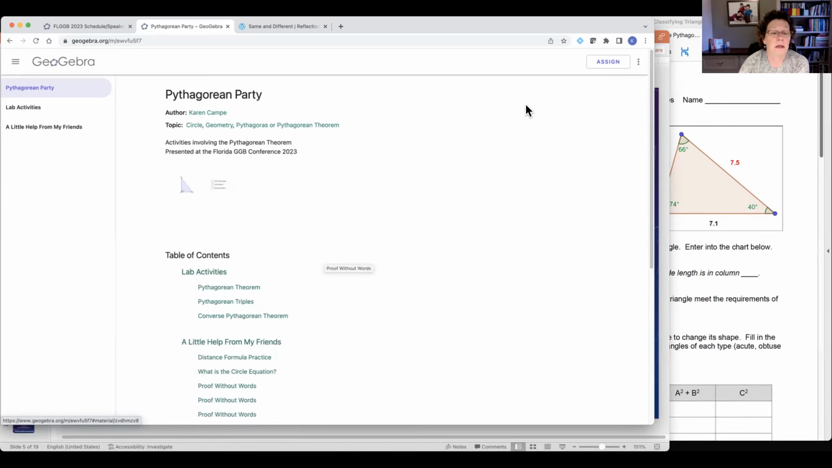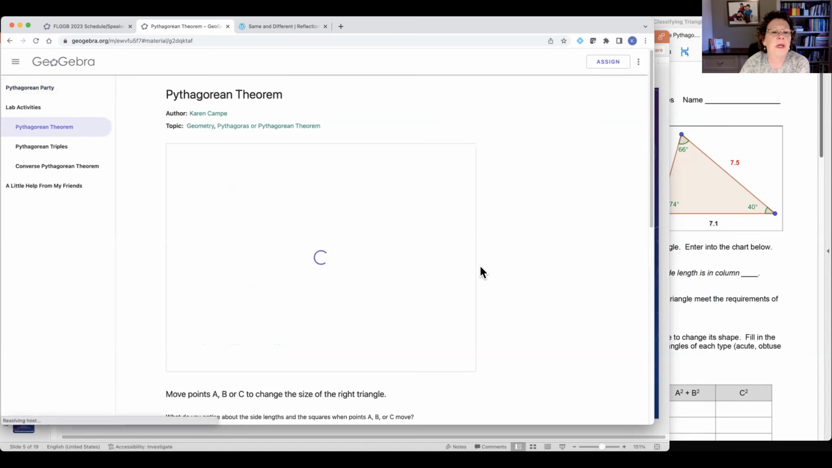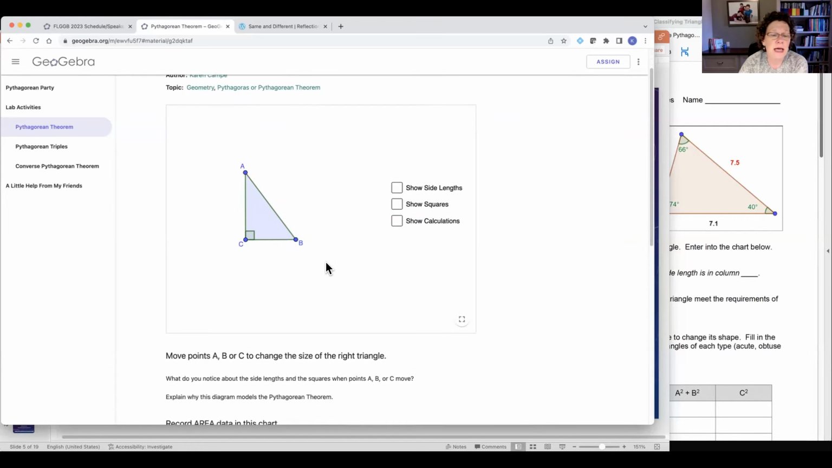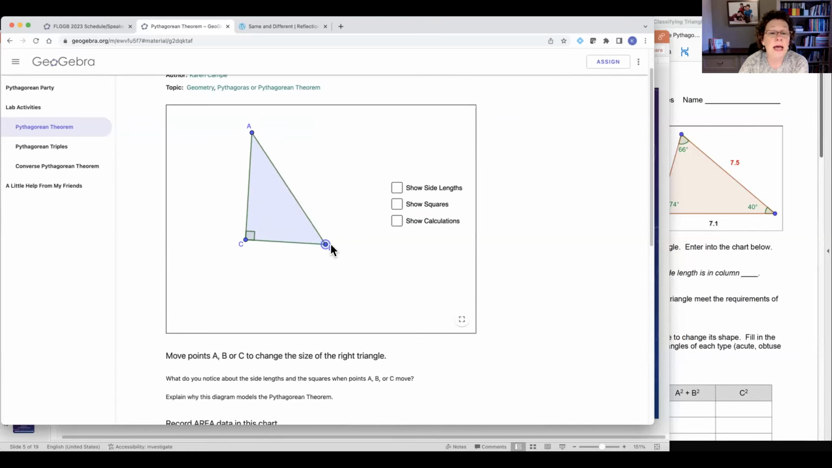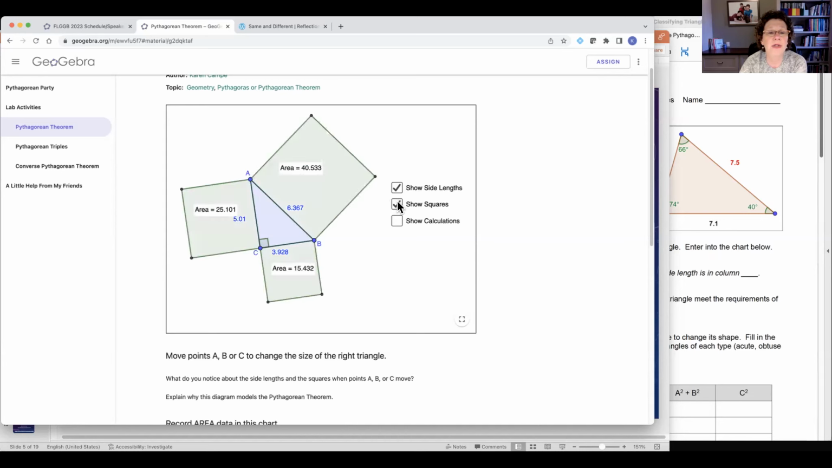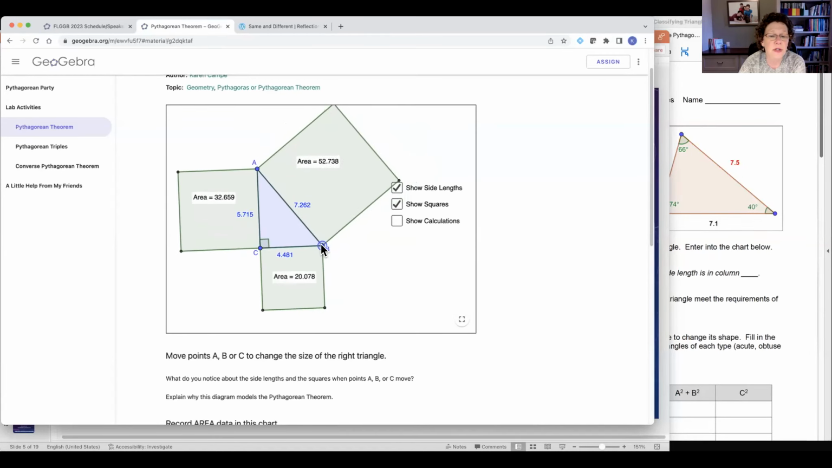Pythagorean theorem, the sort of beginning of this. And this activity is based on the geometric meaning, the geometric interpretation of a squared plus b squared equals c squared. So when students get here, they can move the points A, B, and C. They can move them all around and they can show side lengths. But where we're going with this is we're going to show the squares on the sides of the triangle.